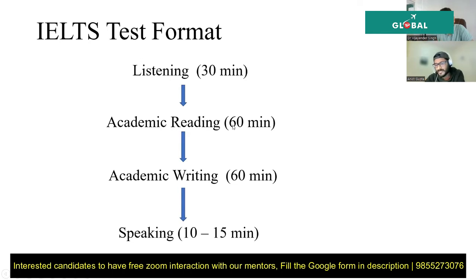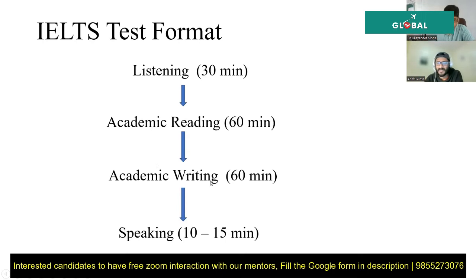There are usually three passages, so you have to attempt three passages as well. In writing, there are two tasks. One is a summary of a graph. A graph could be anything like a line graph, bar graph, pie chart, something they will provide you, and you have to write the summary of it. The second task is called an essay, where you have to write an essay based on arguments or opinions, advantages, disadvantages, these things.